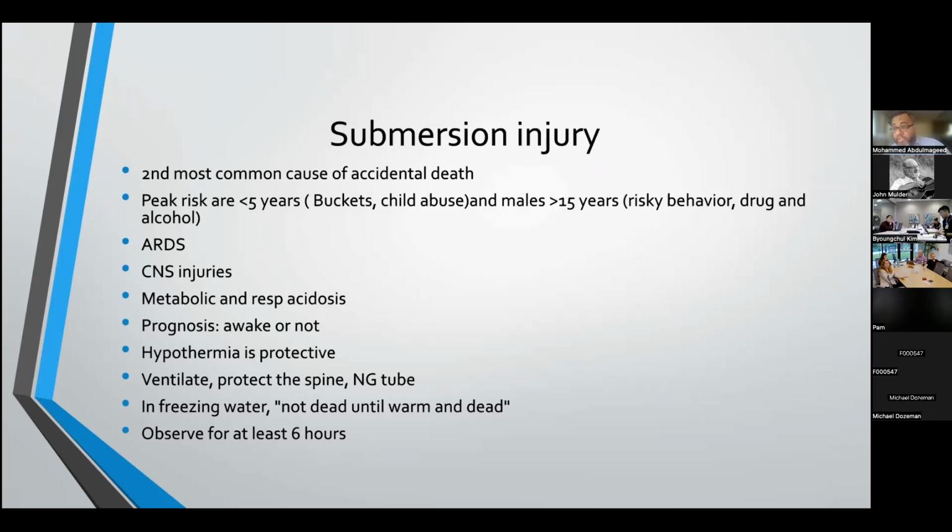And the prognosis of submersion injury depends a lot, in addition to the other factors that I mentioned, on whether the patient is awake or not when you are talking to them. If the patient is awake, alert, or even responding to your touch or painful stimuli, that's a good indicator that they will have a better chance of survival. But if with touch or painful stimulus they are not responding, that's a bad omen.